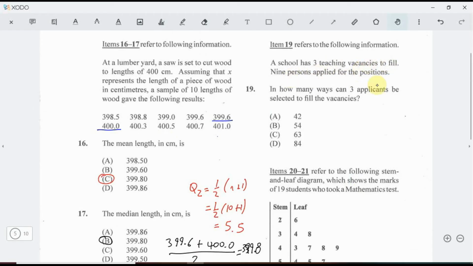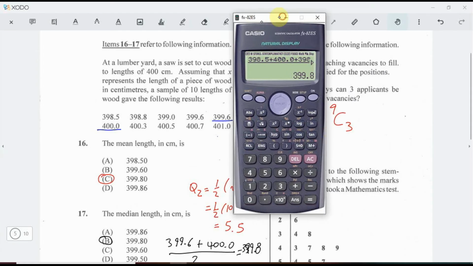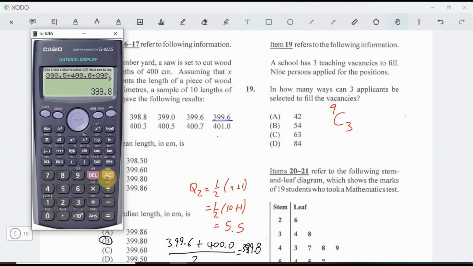Question 19, it says a school has 3 teaching vacancies to fill. 9 persons apply for the position. In how many ways can 3 applicants be selected? So all you're going to do is put in, you have 9 as the total, and you want 3 teachers, so it's 9 choose 3. And you put that in a calculator. You just put in 9, shift, choose 3, we get 84.